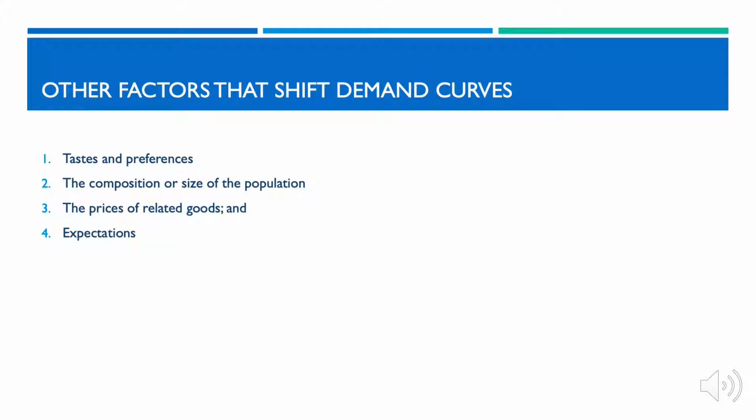Now, there are some additional factors that shift demand curves, and they include: one, taste and preferences; two, the consumption and size of the population; three, the prices of related goods; and lastly, expectations. Now, income, like I said, isn't the only thing that causes a shift in demand. Graphically speaking, the new demand curve lies either to the right, an increase, or to the left, a decrease, of the original demand curve. Let's take a look at these in further detail.